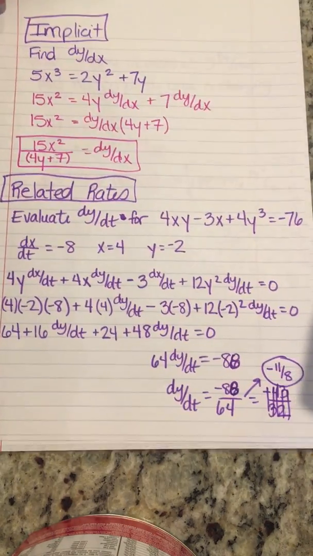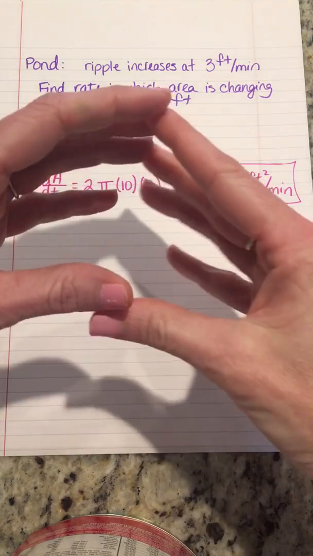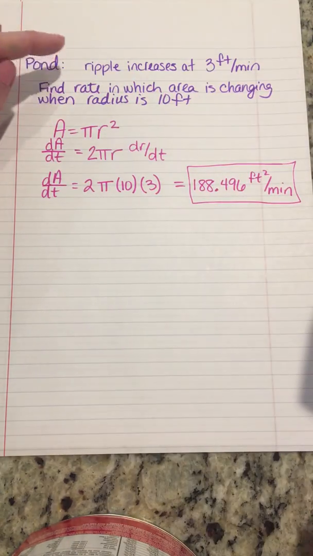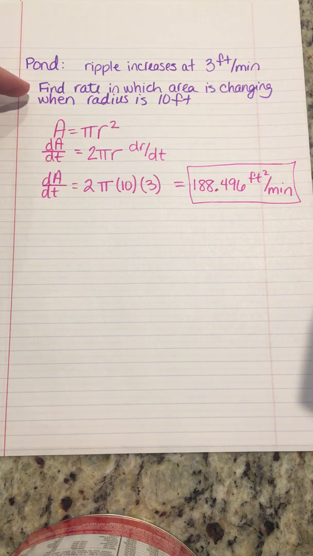Then the last one is that area problem. They love it, but it's so simple, so I figured I'd go over it. It's the pond where you throw the rock in the pond, and then the ripple is increasing outwards, right, in a circle. So it says the ripple is increasing at a rate of 3 feet per minute. Find the rate at which the area is changing when the radius is 10 feet.